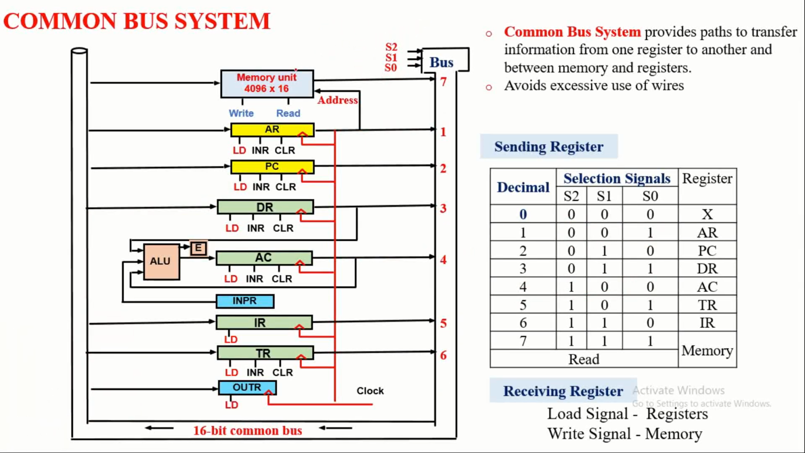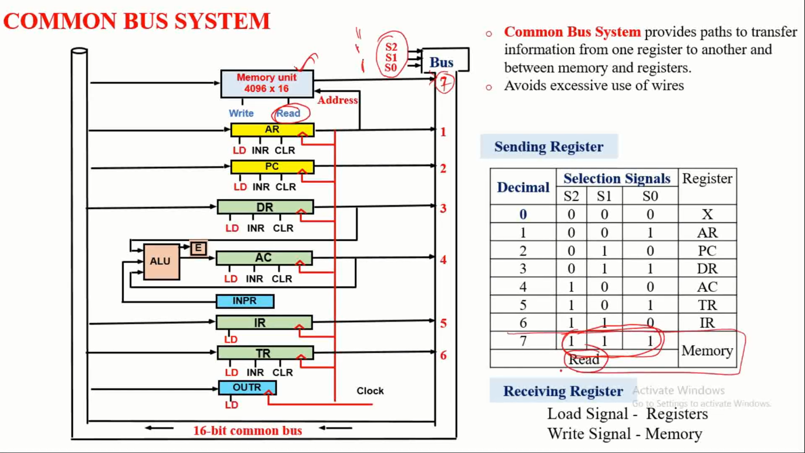For example, if the memory unit has to transfer the information, then at that time the selection signal values must be triple one, because the number specified for the memory unit is 7, right? So for that the binary value needs to be triple one. Okay. So for the memory unit, if it has to transmit the information over the bus, in addition to the selection signals, its read signal also must be active.